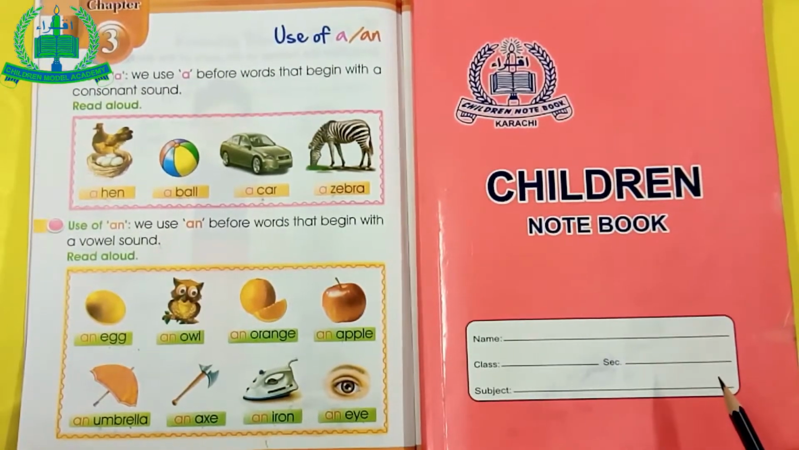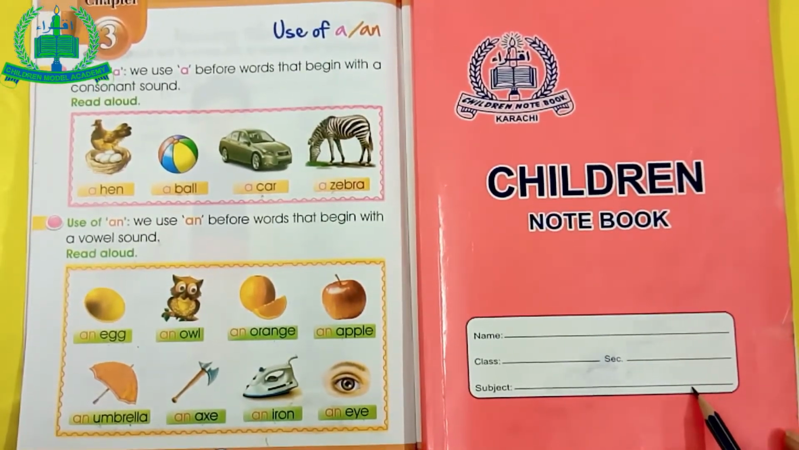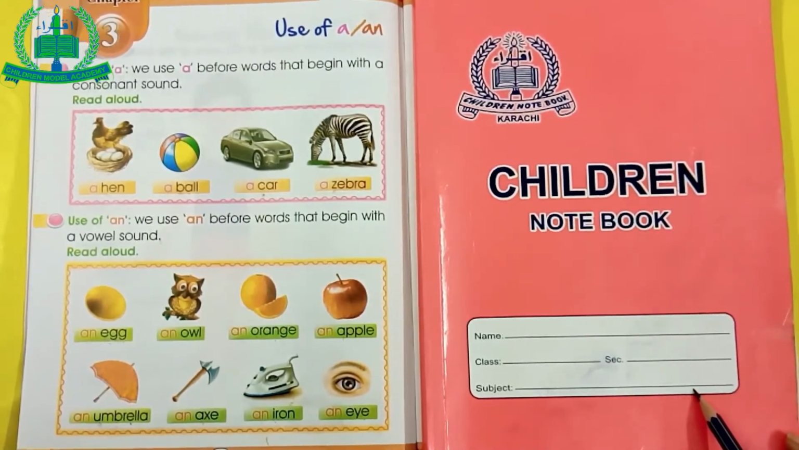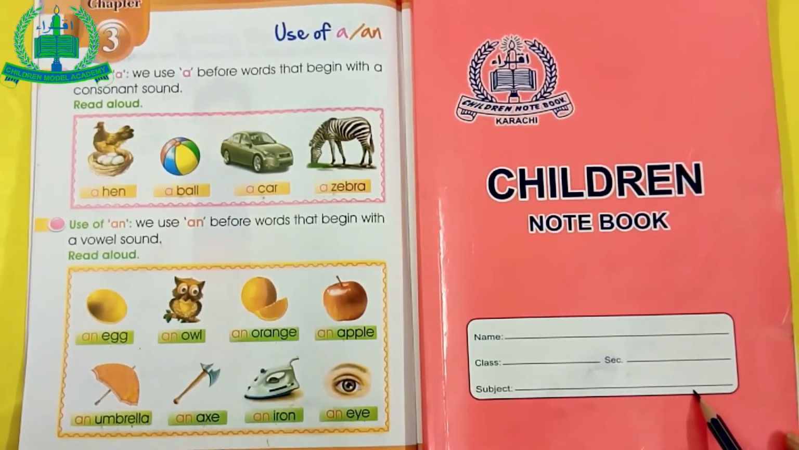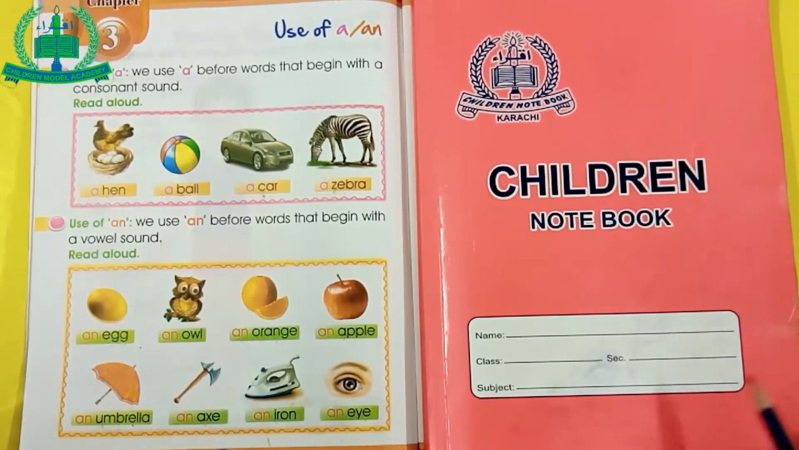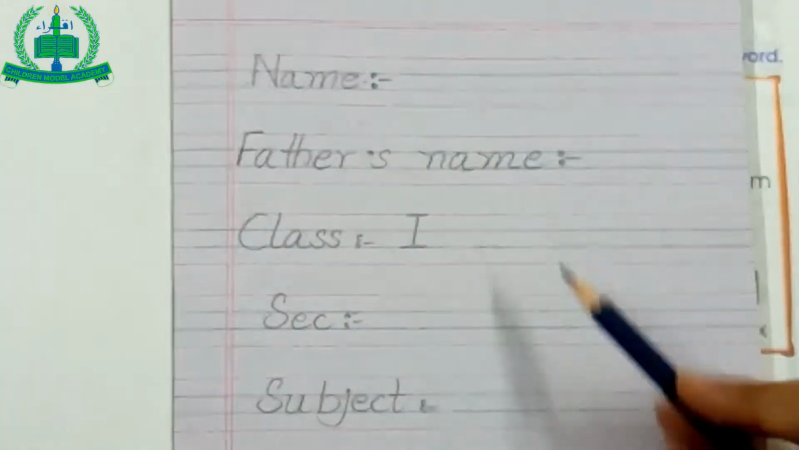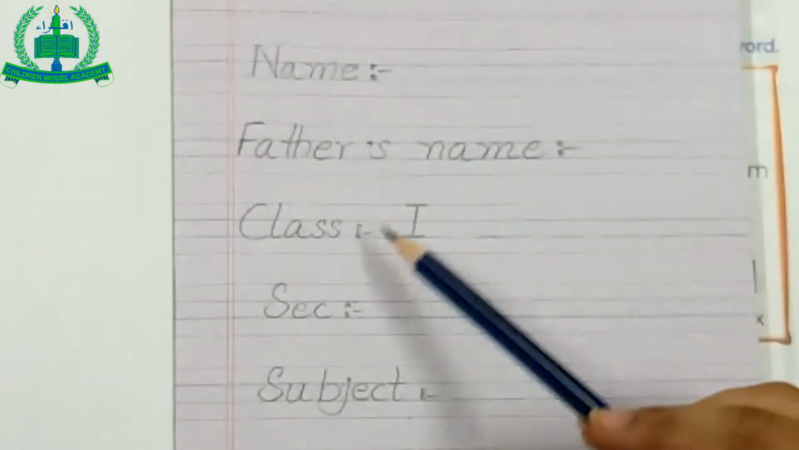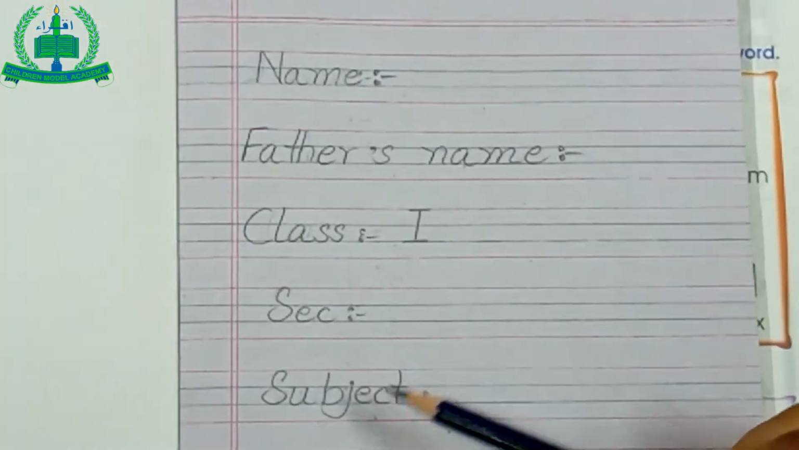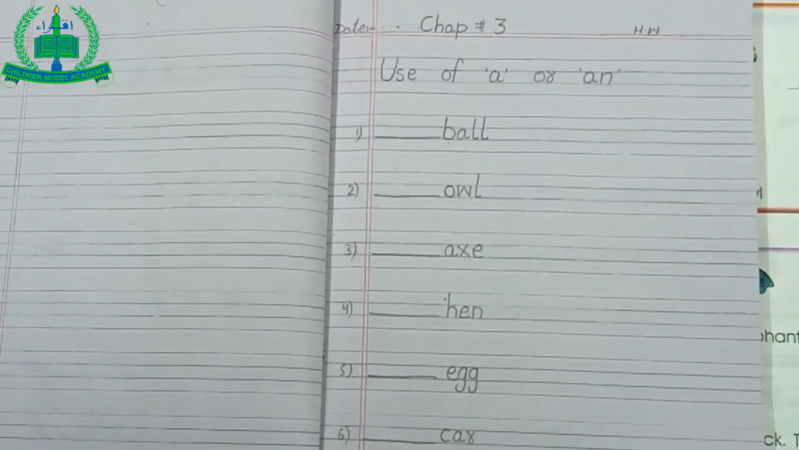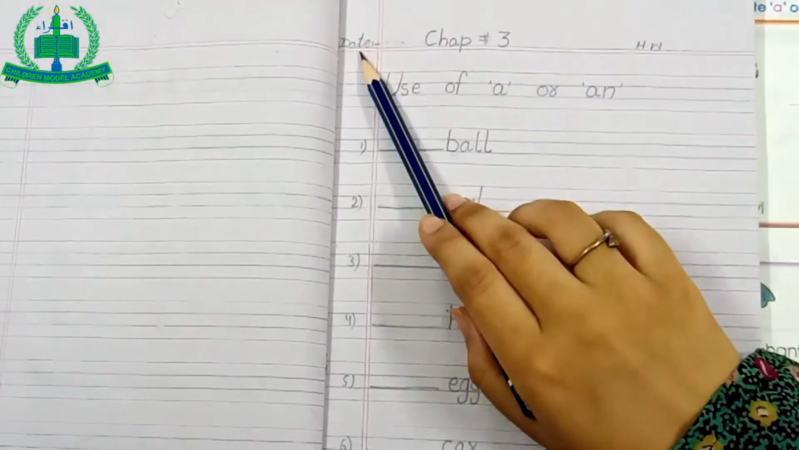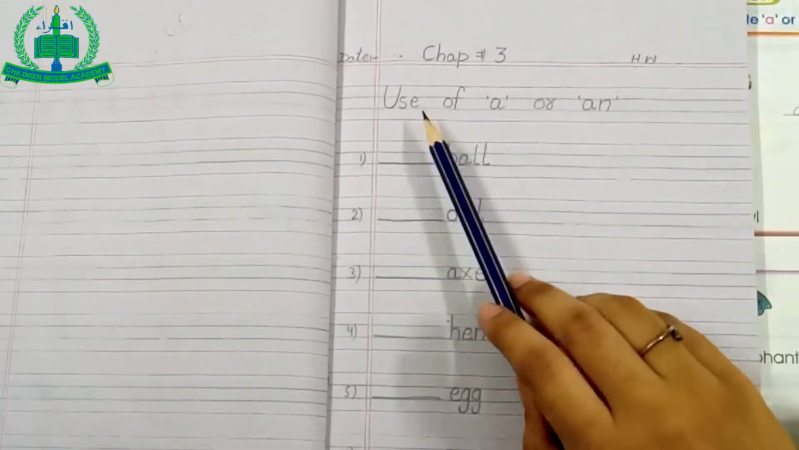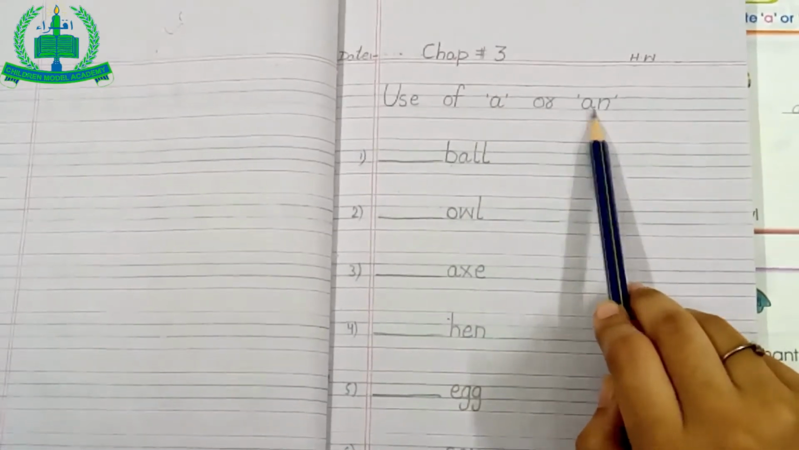Now start your copywork. You have 2 English 4 lines copies in your course, copy 1 and copy 2. For this lecture, you will do your homework in copy 1. This is copy number 1. Maintain first page with name, father's name, class, section, subject. Open new page, mention date, chapter number 3, homework: use of a or an.